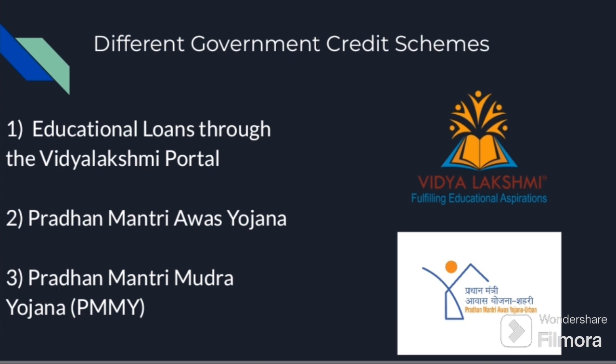Pradhan Mantri Mudra Yojana is a government scheme that offers business loans to proprietors or entrepreneurs of small and medium industries. Loans offered are Shishu, Kishore, and Tarun, depending upon the amount of loan availed. The key documents required are proof of identity, quotation of items purchased, and category certificates.